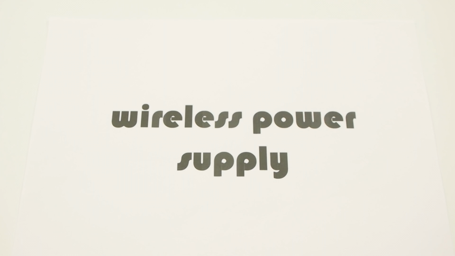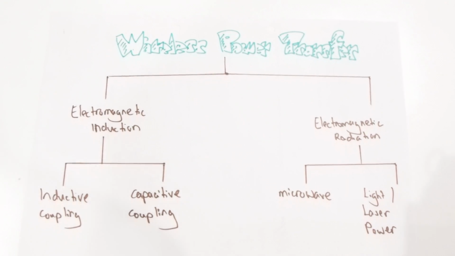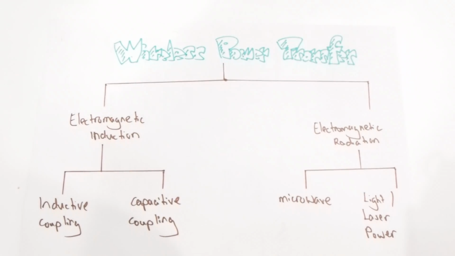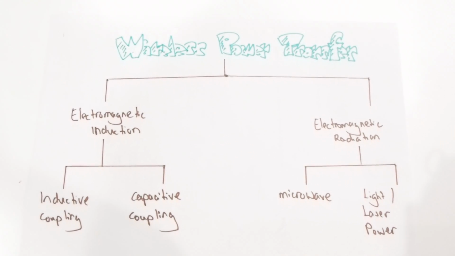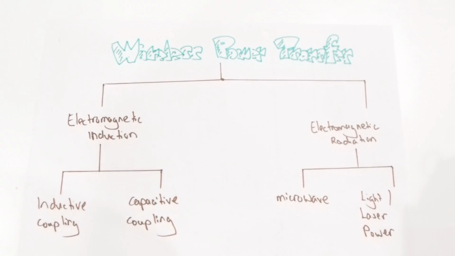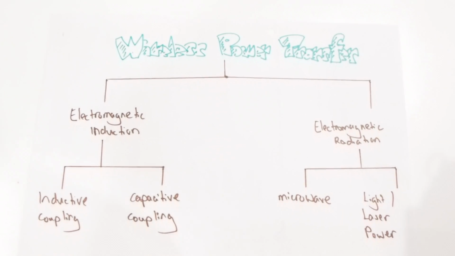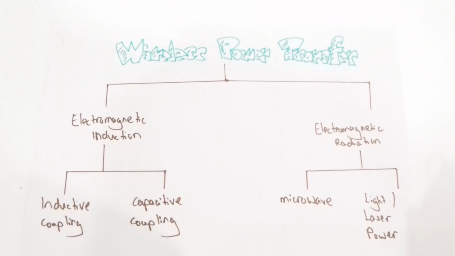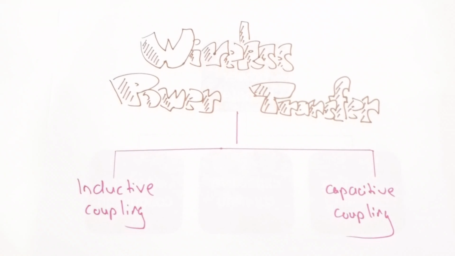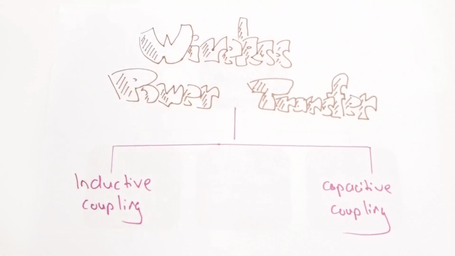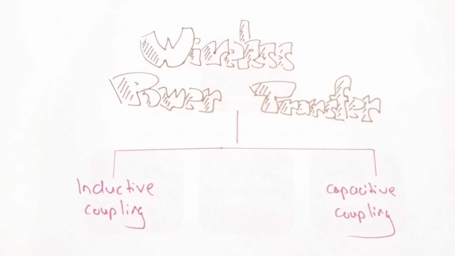Hello everyone, today we are going to talk about question number 6, which is wireless power supply. So basically, wireless power transfer can be divided into two groups, which are electromagnetic induction and electromagnetic radiation. But today we are going to talk about electromagnetic induction. Electromagnetic induction can be divided into inductive coupling and capacitive coupling.